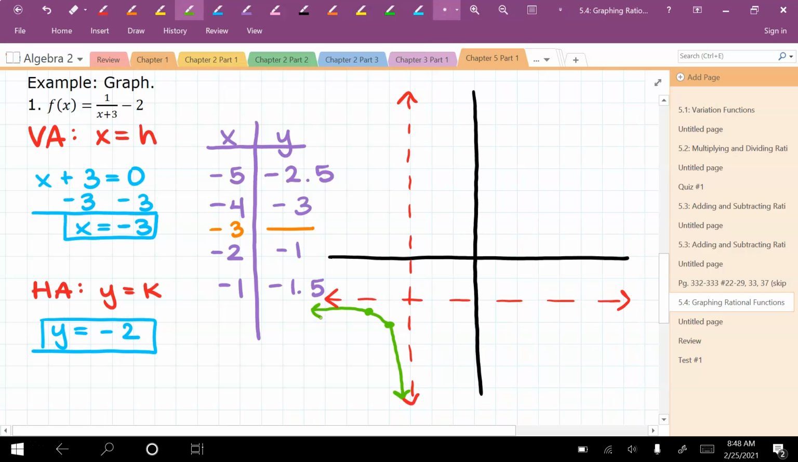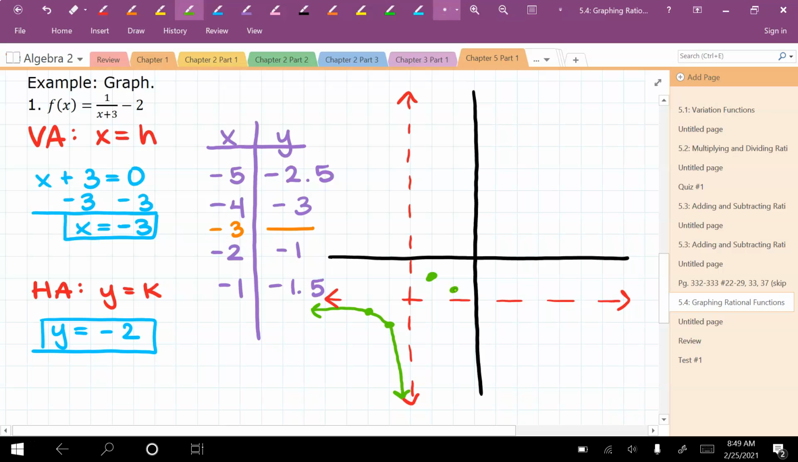It's going to eventually get as close as it physically can to that red line, but it's never going to cross it. Now if I go to the other side of the graph, on the other side of -3, so -2, -1 is another point I have in my XY chart here. I'm going to go to the left 2 and down 1. And the -1 is at -1.5, so left 1, down 1.5. I have 2 points again.